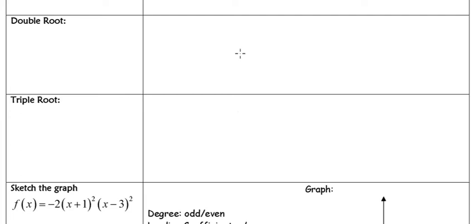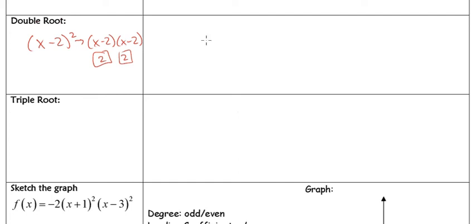So a double root would be something like, if we had x minus 2 squared, remember that would mean x minus 2 times x minus 2. And our roots then would be 2 and 2. So we'd have two of the same root, hence a double root.